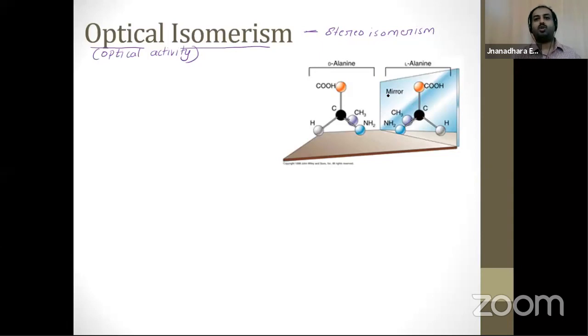These are two forms of the same molecule, alanine. Alanine, you all know, is an amino acid. Now, this alanine can be represented as a molecule and its mirror image. If you carefully observe it, the two images are non-superimposable mirror images.